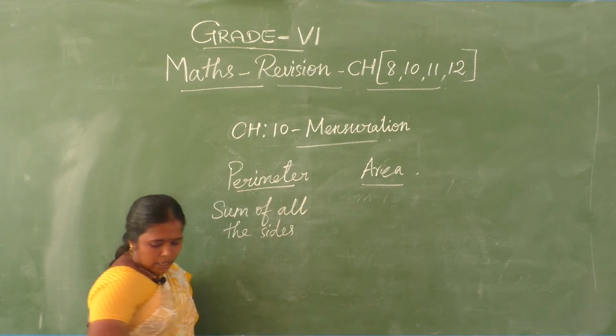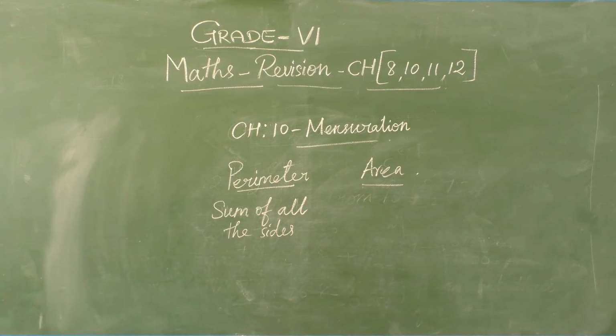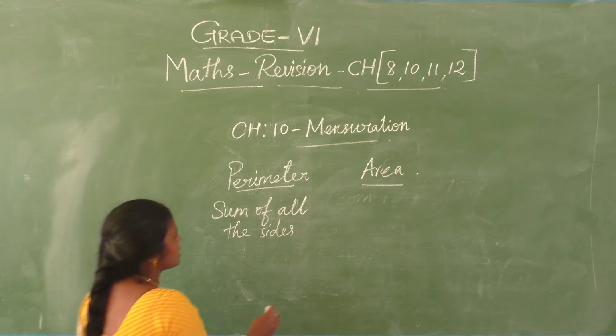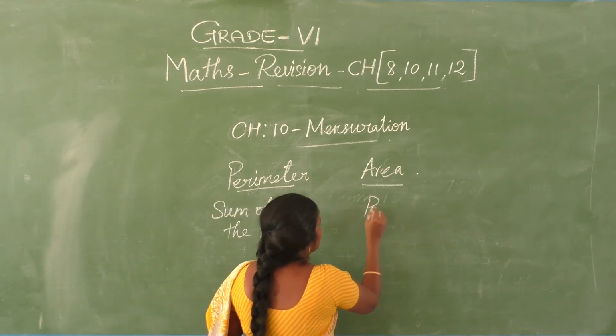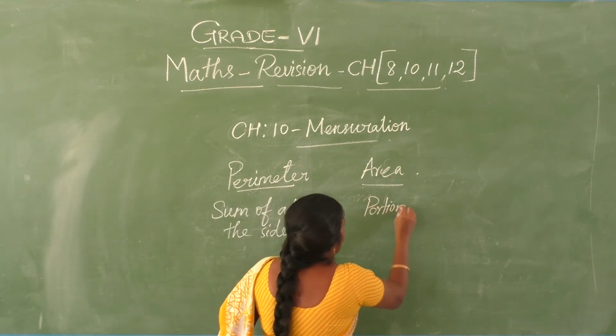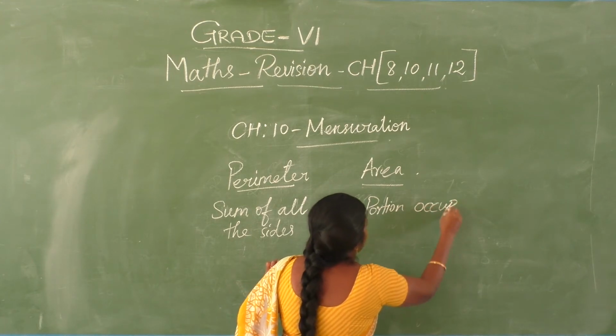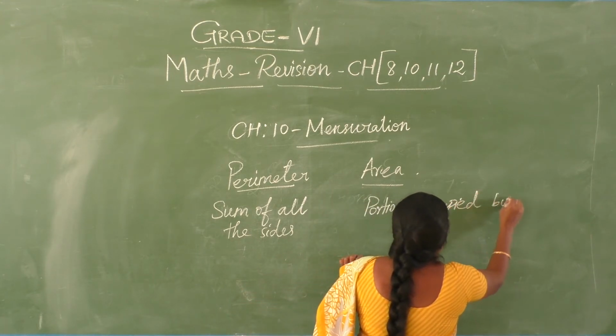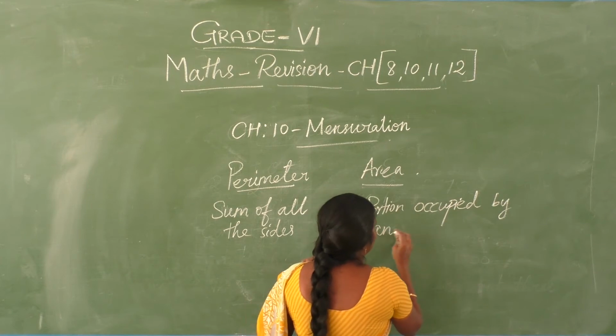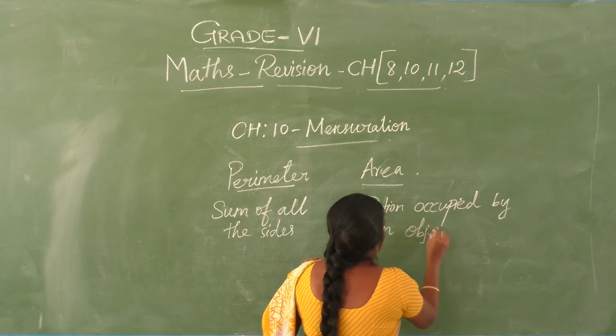What is area? Area means what is it? The portion occupied by an object. The portion occupied by an object is called its area. That means the inner portion occupied by an object.